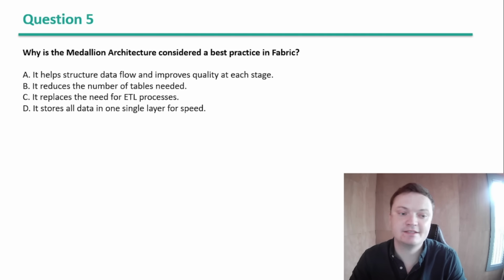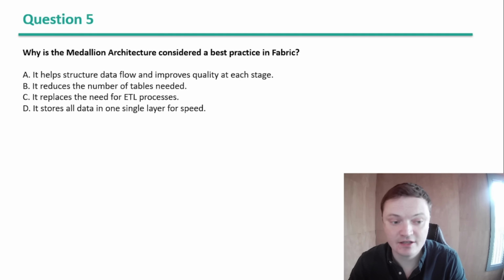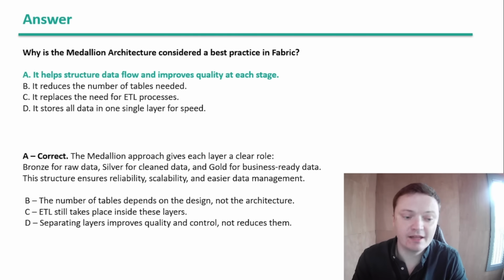And finally, question 5. Why is the Medallion architecture considered best practice in Fabric? A, it helps structure data flow and improve quality at each stage. B, it reduces the number of tables needed. C, it replaces the need for ETL processes. Or D, it stores all data in one single layer for speed. And the answer is A.